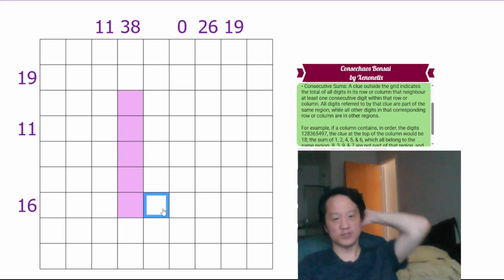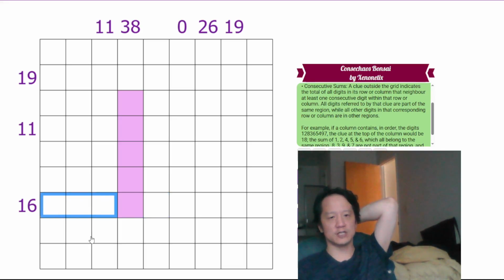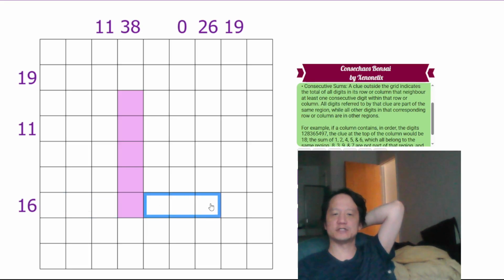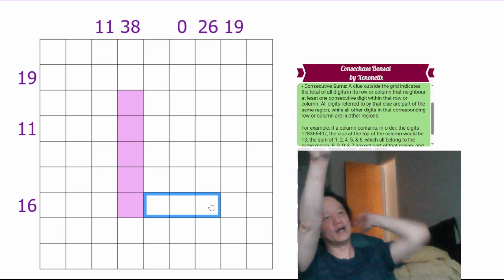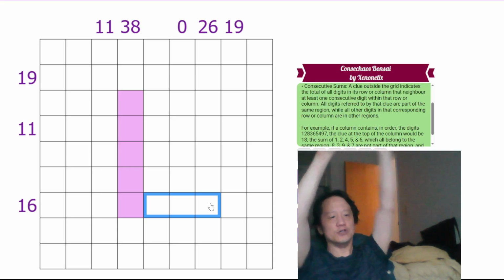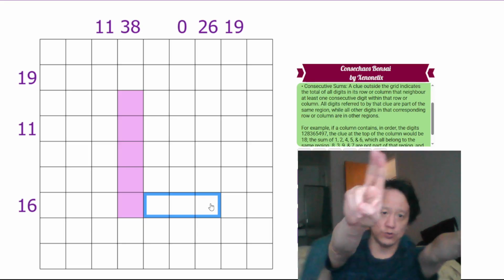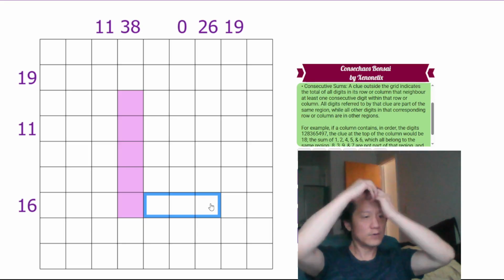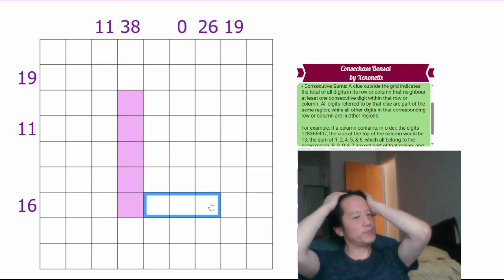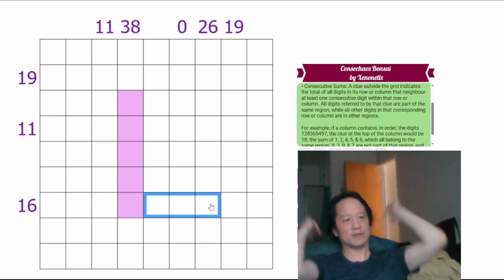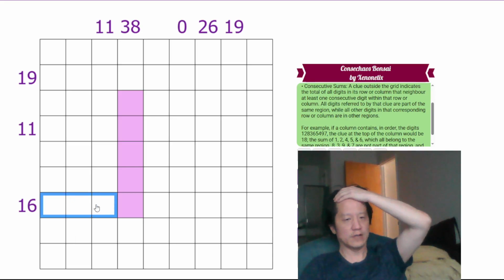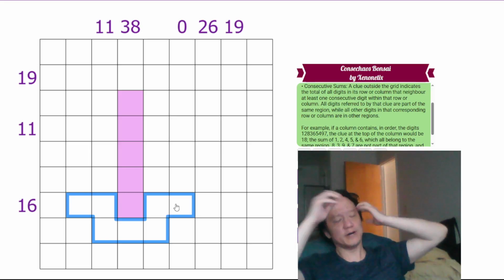So it's either 4, 5, 6. So it could be 3 digits that way. Could be 3 digits that way. Can it ever be 4? I think so. So you could have 2 sets of 2 to add up to 16, remember. They would still have to be part of the same region. So I guess you could do something like this. That's possible. But it is possible to have 4 digits.